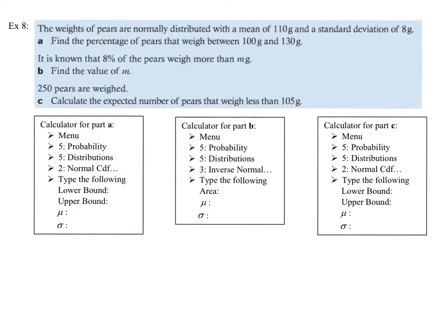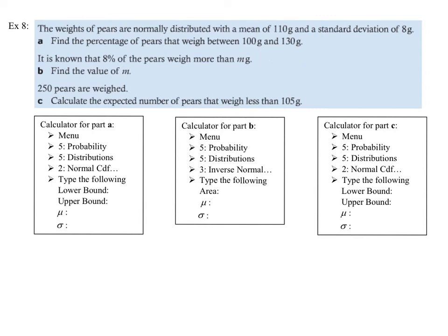Let's take a look at one more calculator example. Example 8 says, the weights of pears are normally distributed with a mean of 110 grams and a standard deviation of 8 grams. Letter A says, find the percentage of pears that weigh between 100 grams and 130 grams. In other words, this is asking what's the probability that a pear weighs between these two weights.